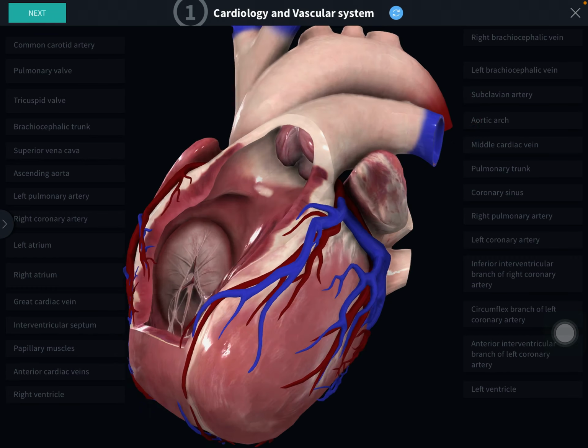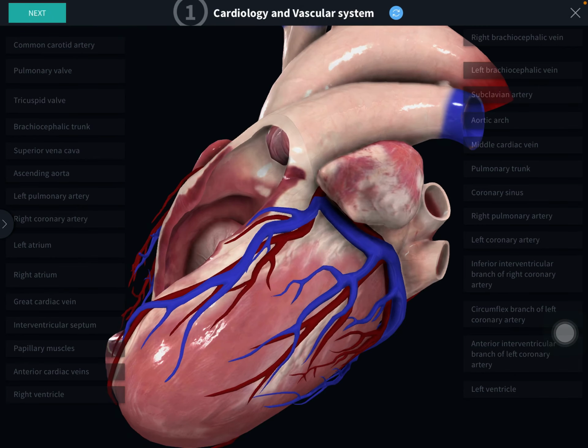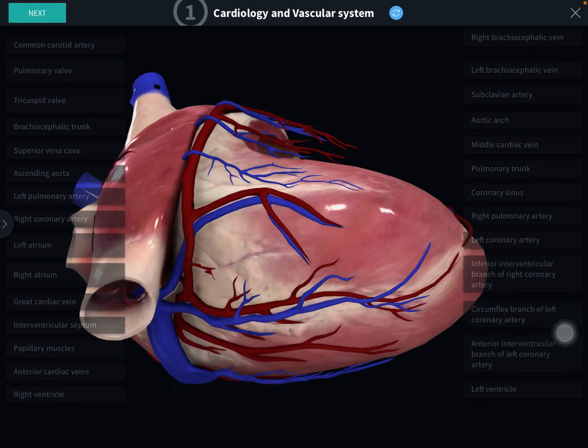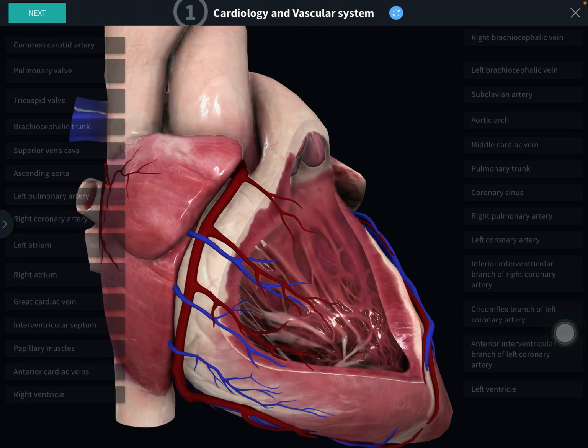So now we have completed the apex, base, right border, inferior border, left border, sternocostal surface, diaphragmatic surface and left surface. Now we will see the atrioventricular groove in detail. We have to start from here.